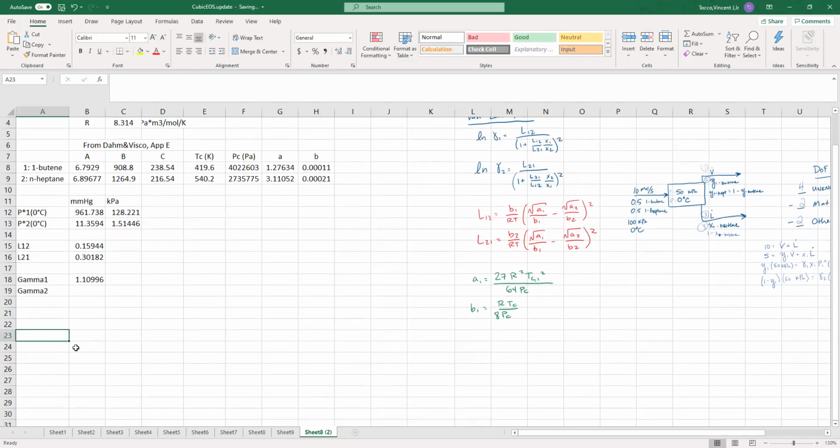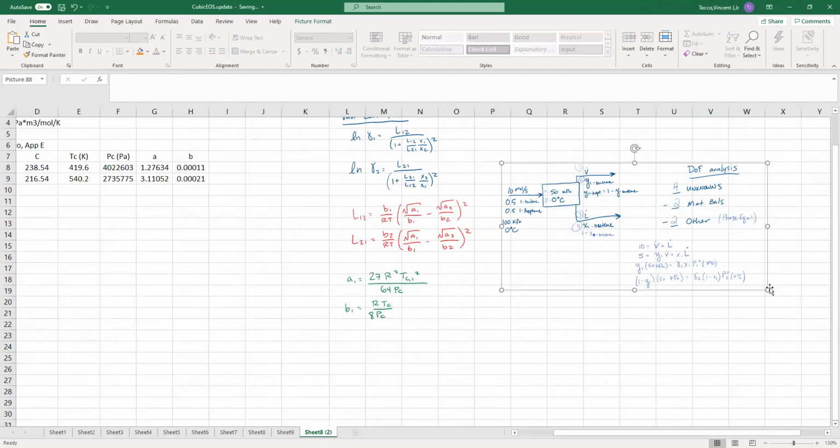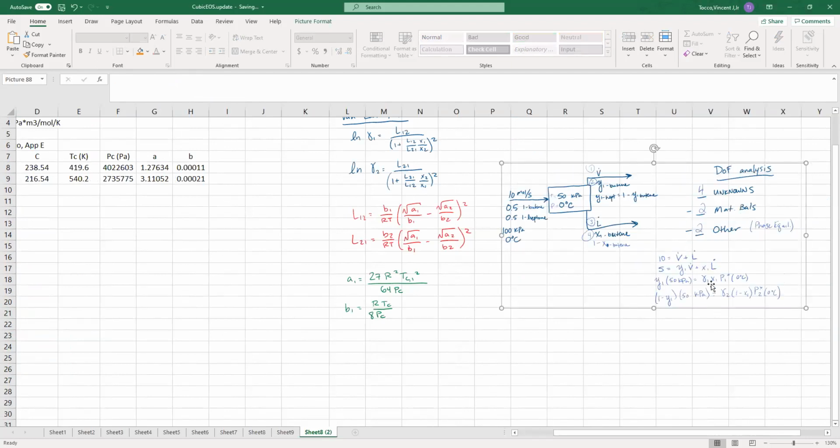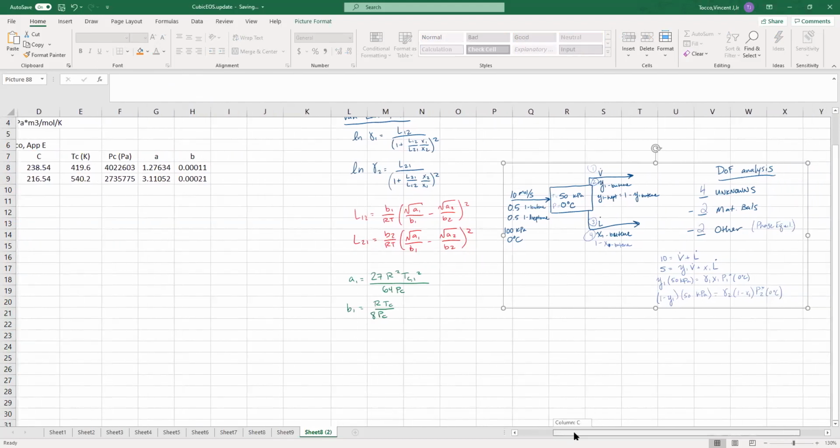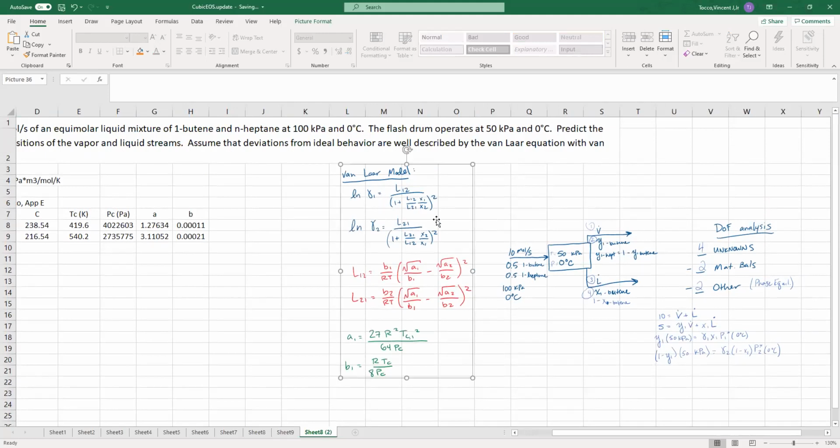So my four unknowns are going to be V dot, L dot, Y1 and X1. All right, so maybe you can already see, but I'm going to need the use of solver in order to solve this system of 4 equations, 4 unknowns. Right, because gamma depends on x. What I could do is plug in the Van Laar equation for gamma 1 and gamma 2 and try to crunch through this algebraically to solve for x1, but that does not look like fun.